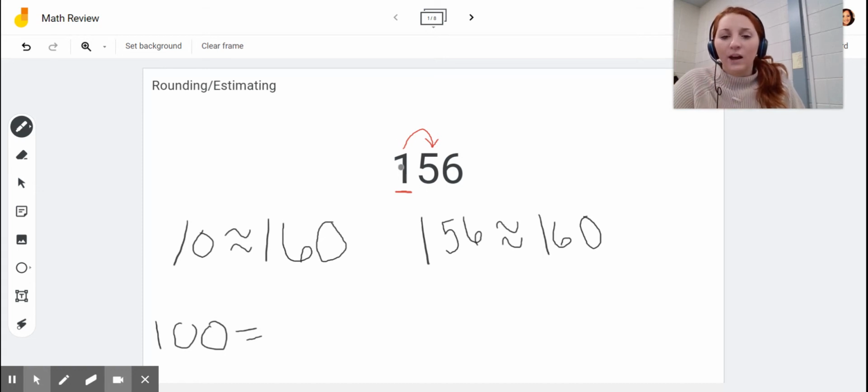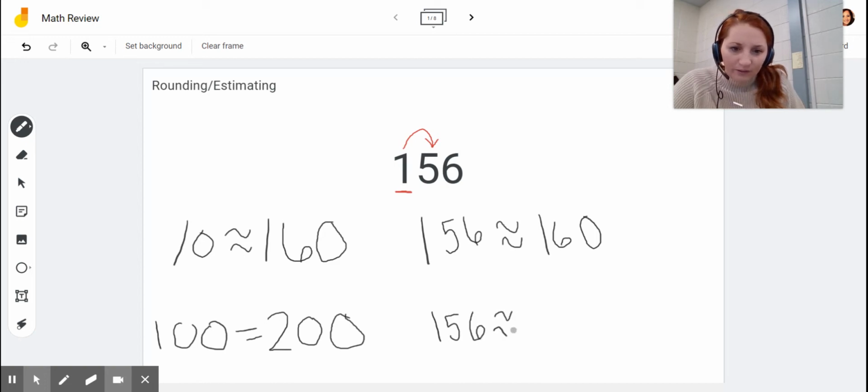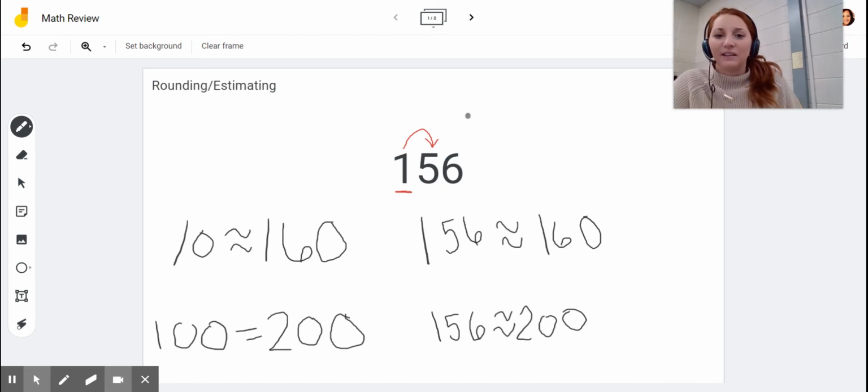So our 5 would bump this up, so our 1 would become a 2. So if we're rounding to the nearest 100, it rounds to 200. I know this because it's 56 away from 100 and it's 44 away from 200. So we would write this as 156 rounds to 200. It's closer to 200 than it is to 100. And 156 is closer to 160 than it is to 150.